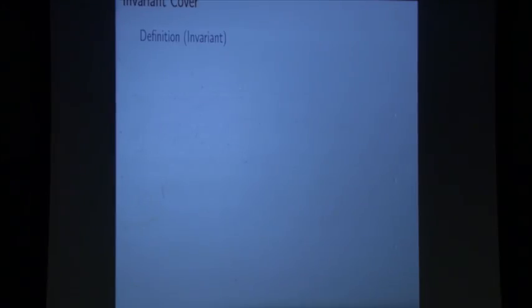Let's see if it's the same as this cover. So this cover, the invariant cover, well, here's the definition. First, I will define invariant. Given a literal, here a positive literal, for k-clique it is some edge UV.